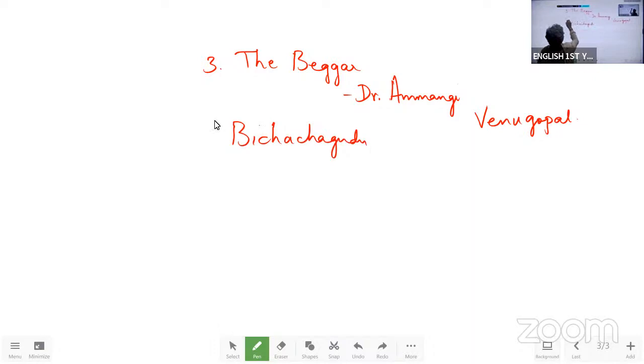Dr. Amangi Venugopal wrote this poem as Bichagadu, and this was translated by Dr. N. Surender from Telugu to English. Here, Dr. Amangi talks about the beggar. The beggar is no one but the farmer who works very, very hard right from dawn to dusk.